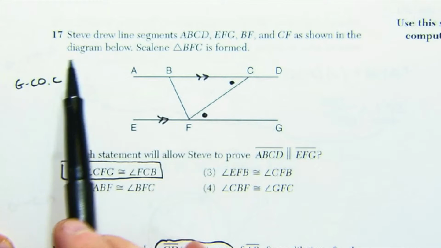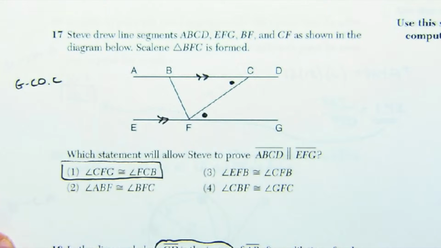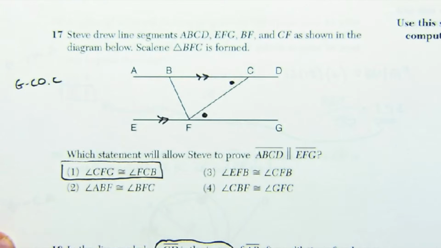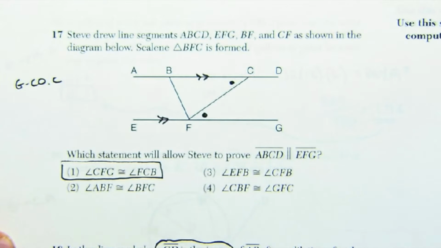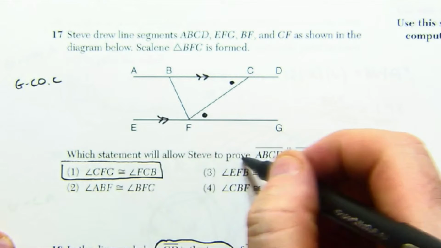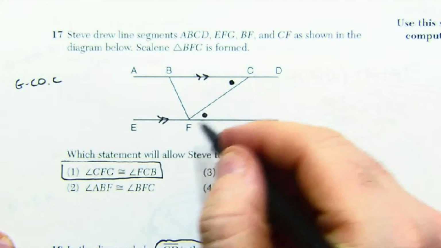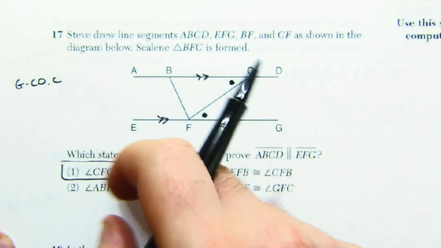Question 17 says Steve drew a line segment, and he's got it here, lots of information, a scalene triangle is formed, and so on. And then they ask us which statement is true if we know these lines would prove them to be parallel. So this is the converse idea: we want to establish parallel lines. So we're looking for alternate interiors being equal, corresponding angles, and so on. All I did is move through the groups, looking for one of the angle relationships formed. And of course, this is the alternate interior pair, and we got it.